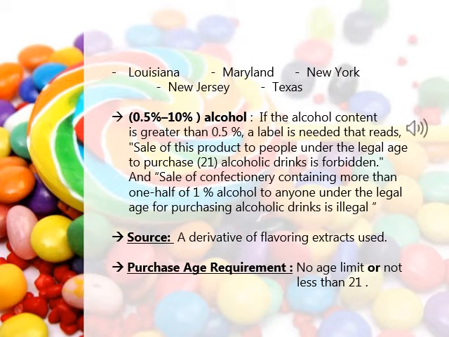While in the case of Louisiana, Maryland, New York, New Jersey, and Texas, 0.5% to 10% alcohol. If the alcohol content is greater than 0.5%, a label is needed that reads, sale of this product to people under the legal age to purchase, which is 21, alcoholic drinks, is forbidden. And sale of confectionery containing more than 0.5% alcohol to anyone under the legal age of purchasing alcoholic drinks is illegal. Source, a derivative of flavoring extract used. Purchase age requirements: no age limit or not less than 21.